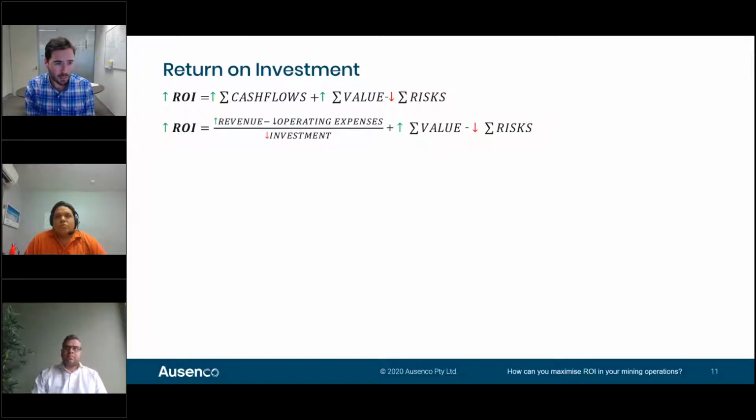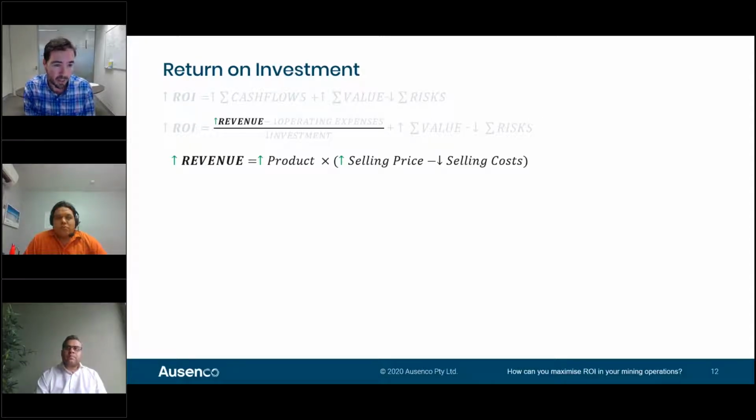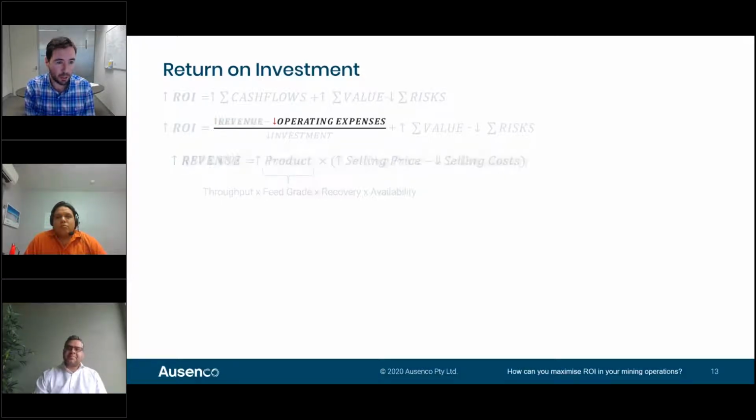So digging into a little bit deeper, the cash flows are revenue minus operating expenses minus investment. The revenue component in the context of a minerals processing operation is the amount of product you're making multiplied by what you sell it for minus the cost of selling it. And the product is throughput multiplied by feed grade, multiplied by recovery, multiplied by an availability. So they're all those terms that we, I guess, are pretty familiar with.